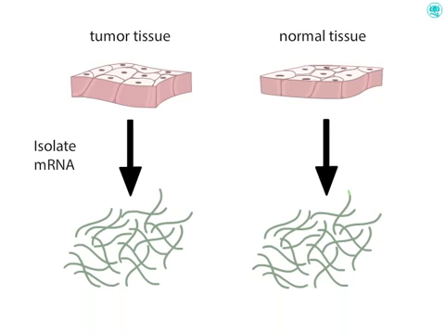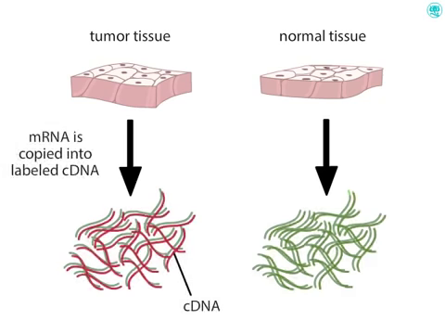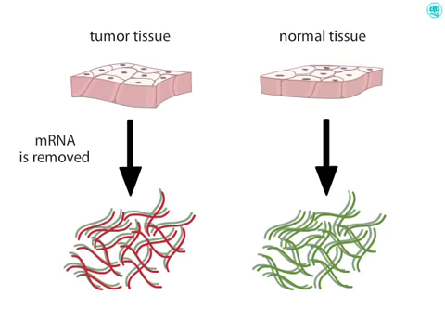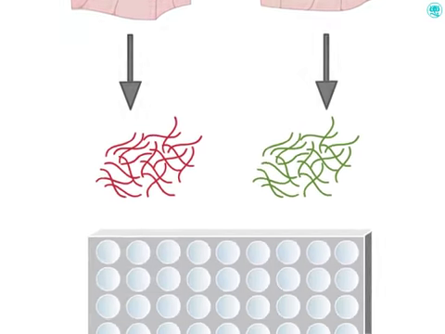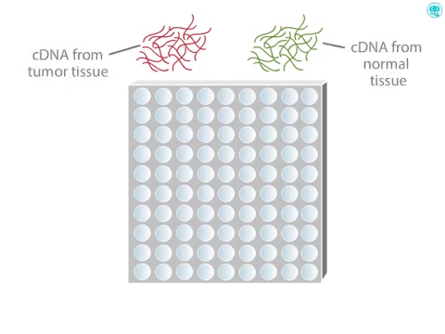When a gene is expressed, it is transcribed into mRNA. The mRNAs from the two tissues are isolated and converted into complementary strands of DNA, called cDNAs, by the enzyme reverse transcriptase. To distinguish between the two pools of cDNAs, the molecules are fluorescently labeled, red for the tumor-derived pool, and green for the cDNAs derived from the normal tissue. After the RNA is removed, DNA microarrays are used to compare the two cDNA samples.